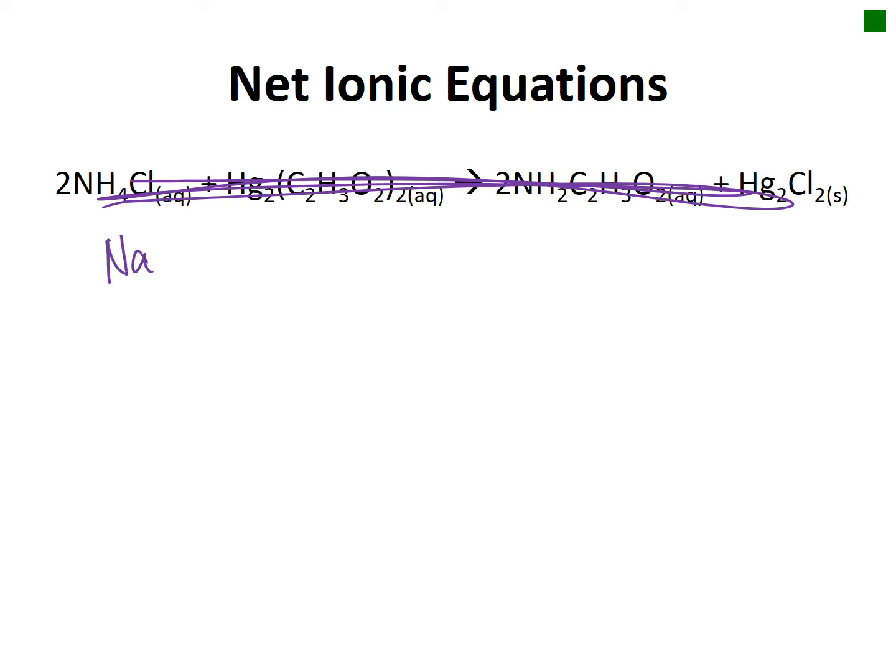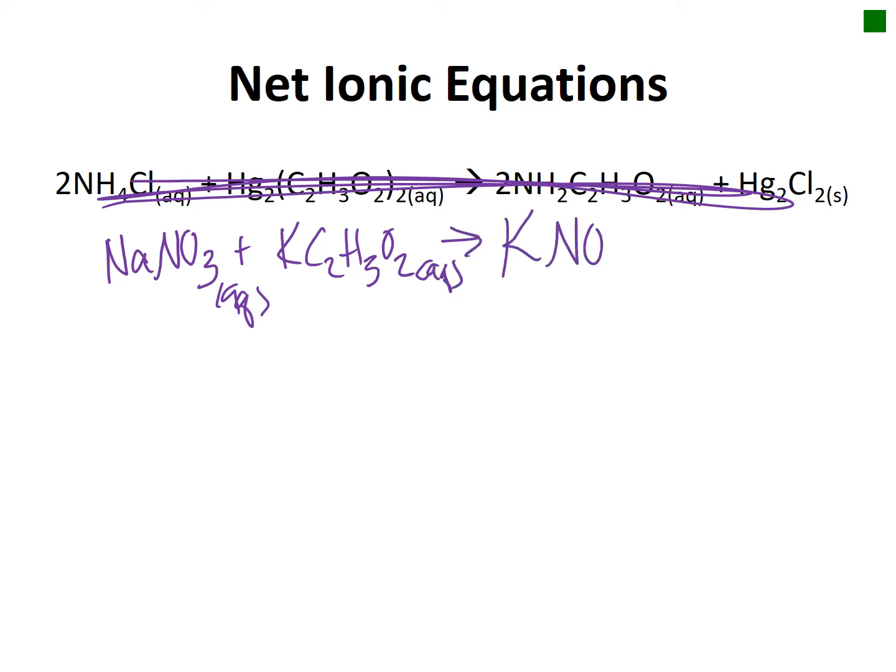Okay, so we're going to do NaNO3 plus KC2H3O2. Okay, and these are both going to be aqueous solutions. When they do a double replacement, we'll be ending up with KNO3. They all have 1+ or 1- charges. That would be aqueous if you look at your solubility chart. And then NaC2H3O2, that also is aqueous. So this is my balanced molecular equation.